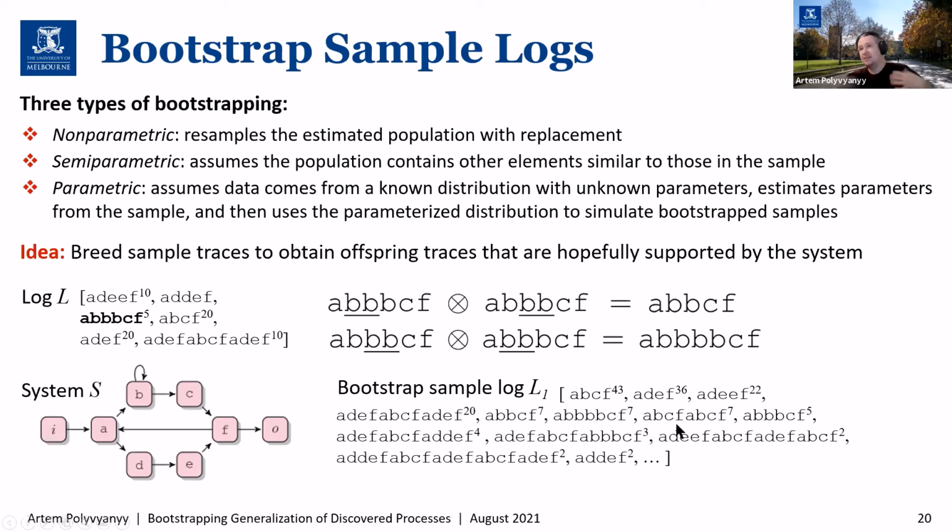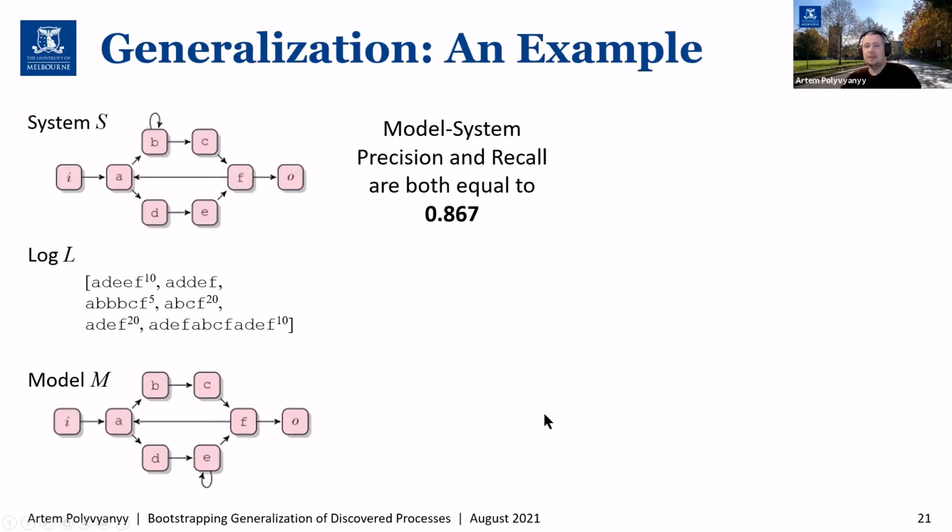So if we generate many generations of offstrings and include them into our bootstrap model, that's the way the bootstrap log can look like. It can contain some traces from the original log, but also some fresh traces. So just to show you a concrete example.